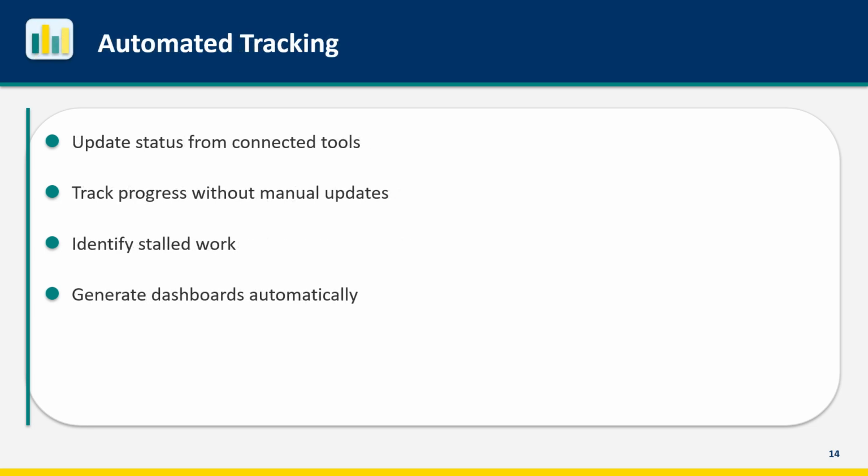Automated tracking pulls status from connected tools. When code is committed, the task is automatically updated. It tracks progress without requiring team members to manually update spreadsheets. It identifies stalled work that hasn't progressed as expected, and it generates dashboards automatically from live data. This reduces administrative overhead while improving data accuracy.